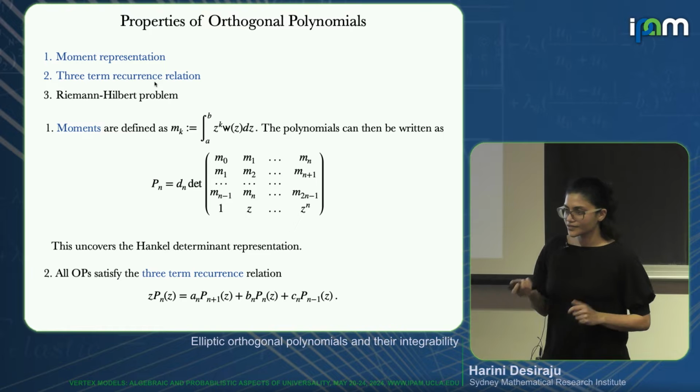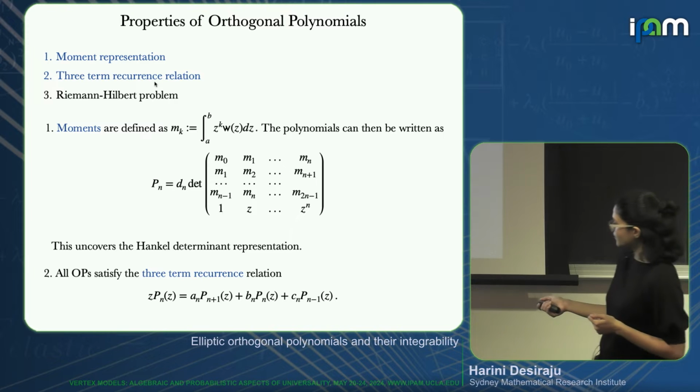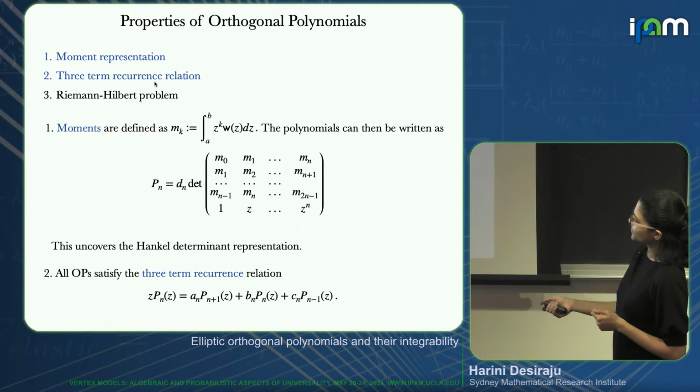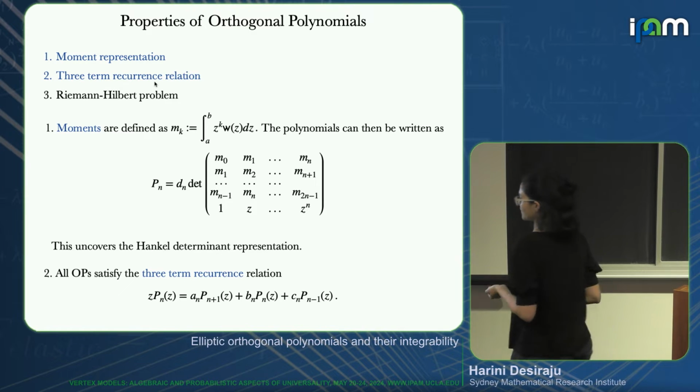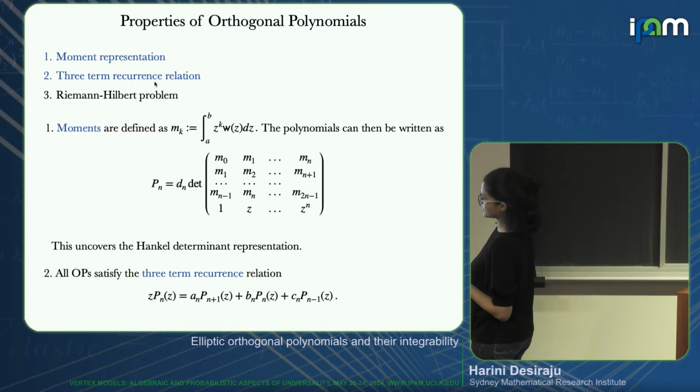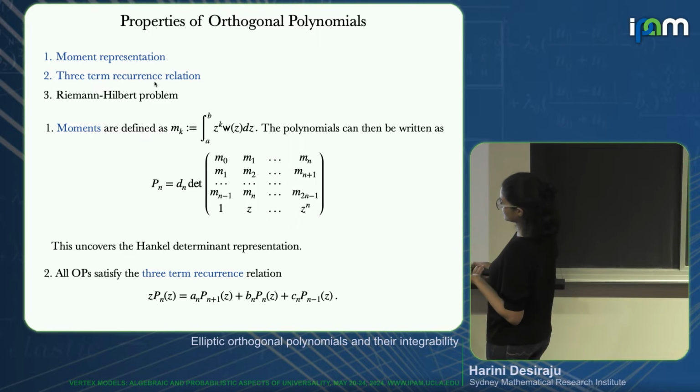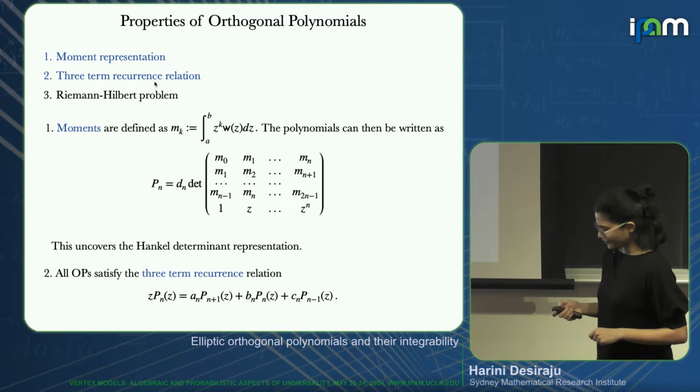All orthogonal polynomials also satisfy a three-term recurrence relation that looks like this. And it's useful to remember this because I'll come back to the elliptic generalization of this towards the end. The thing you need to remember is there is z p_n, and then you have n plus 1 and n minus 1. Okay, great.